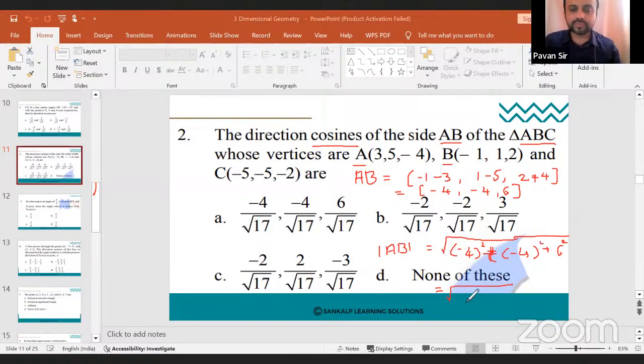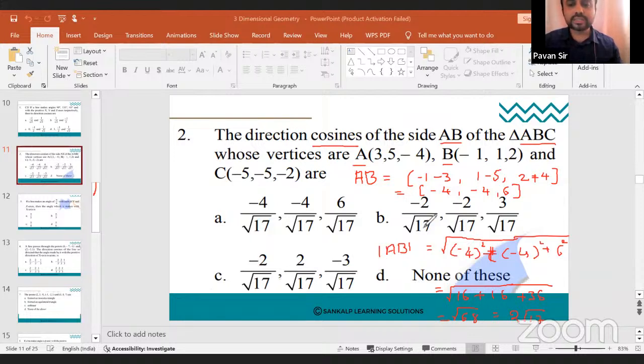Minus 4 square is 16, plus 16, plus 36. So what is the answer? The answer is root of 68. Try to simplify this. This is nothing but 2 root 17, because 17 fours are 68, and root of 4 is 2. So 2 root 17. Okay.